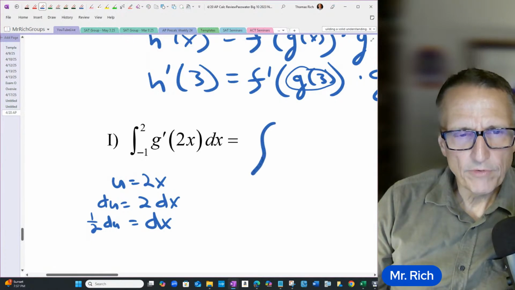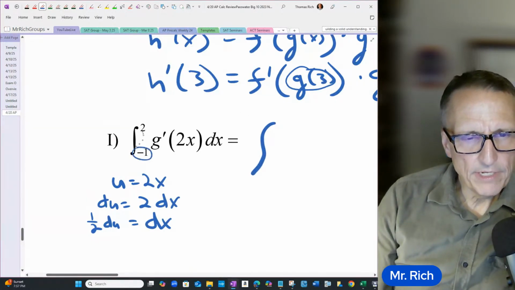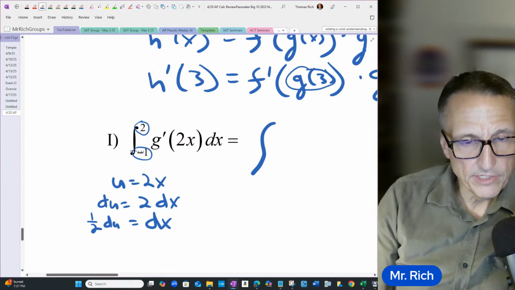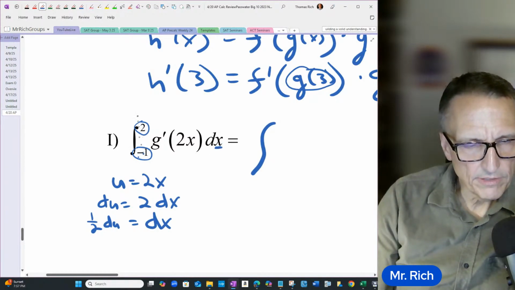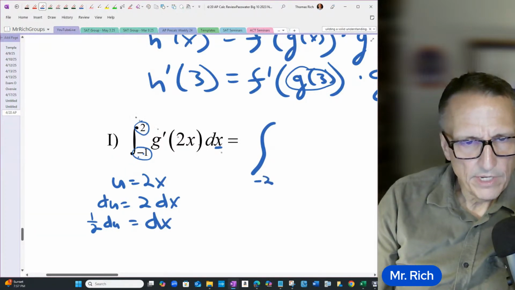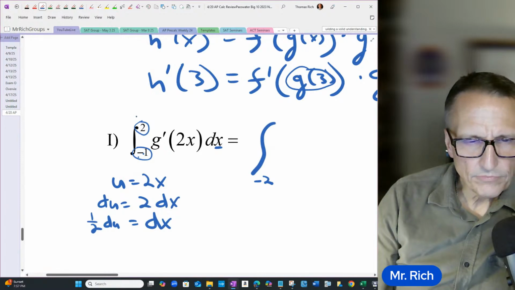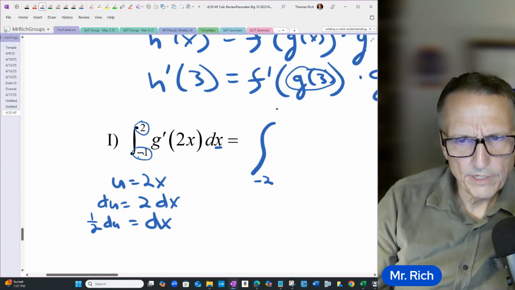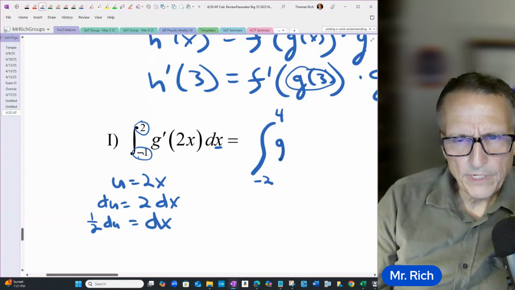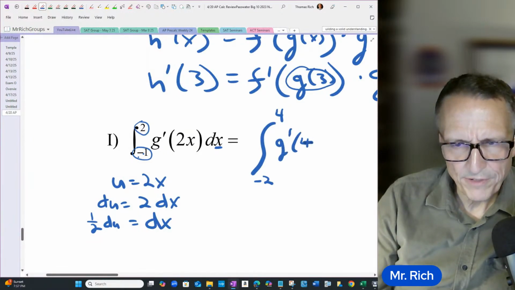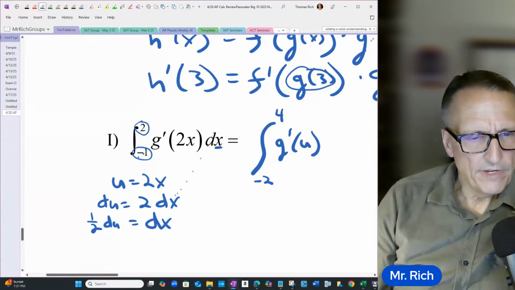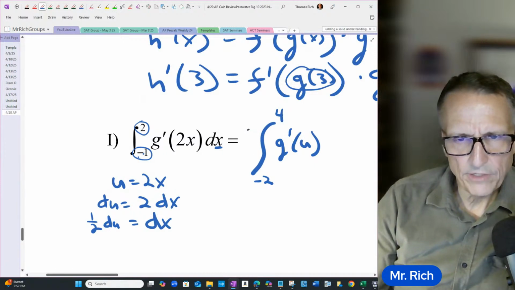create a new integral. I'm going to change these limits to u values. Because these are x values right now, since my variable of integration is x, these are x values. So when x is a negative 1, u would be negative 2. And when x is a 2, u would be a 4. This would be g prime of u. All right, so we replace the 2x with u, and the dx is going to get replaced with 1/2 du.